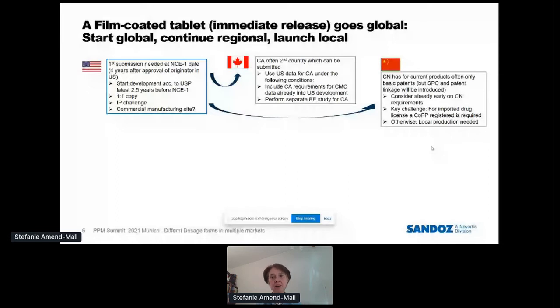This means either you have a COPP registered, so already a marketing approval in another country, then you can import the product. You will get an imported drug license. Or if you don't have this, and usually in this scenario I'm showing here you don't have this approval in another country where you can pull a COPP, then you have to go into local manufacturing, which is also pretty challenging. Either you have your own manufacturing site, then you can transfer it into China and manufacture there, or you have a CMO, also quite an interesting challenge.